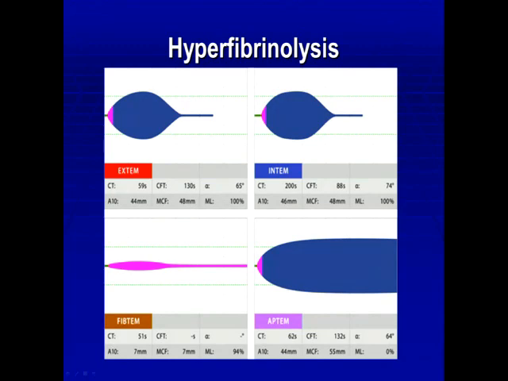So in this case, you would have a patient, if they were bleeding, it would suggest that you should give something like tranexamic acid. And if you're looking at the numbers themselves in that, you can look at the ML value, which is the maximum lysis, and that's shown to be 100% in this clinical scenario.